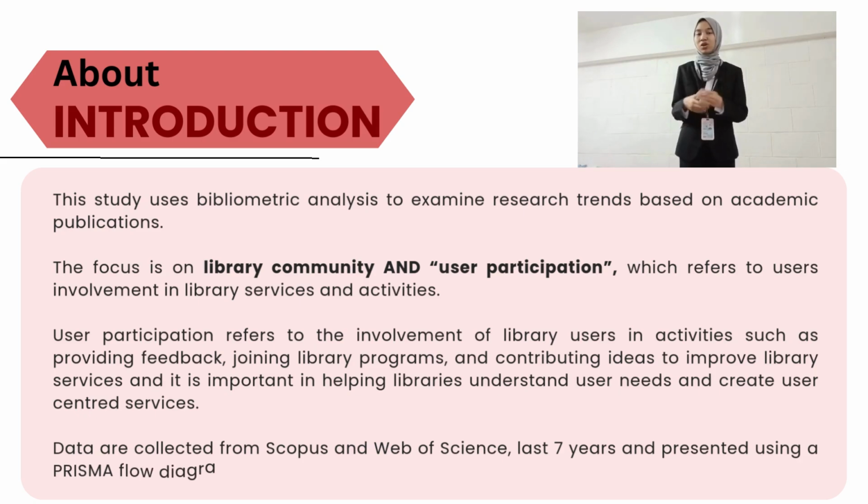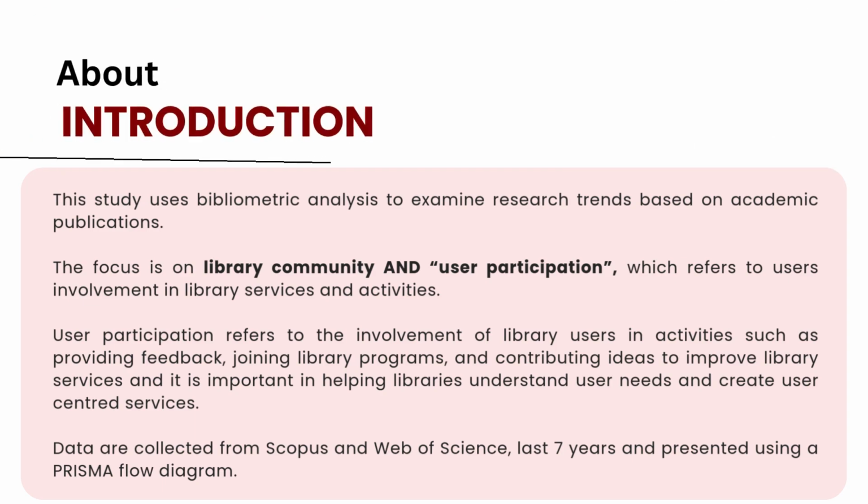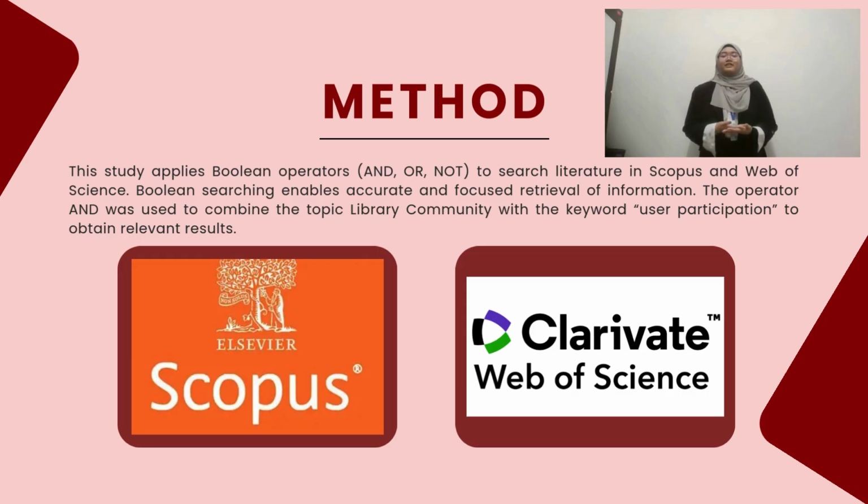For this study, we collect data from the Scopus and Web of Science, and the selection process is presented in a PRISMA flow diagram. Moving on to the method, we have chosen to use the Boolean search operators, which are AND, OR, and NOT. This helps us search more efficiently with the retrieval of information using the two databases, which are Scopus and Web of Science.